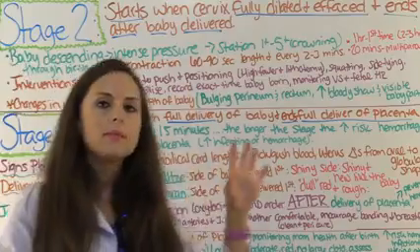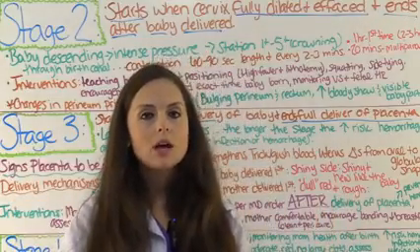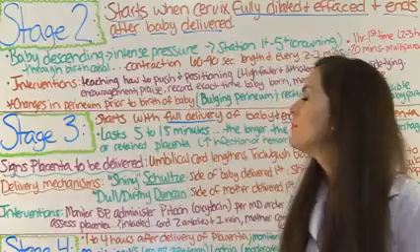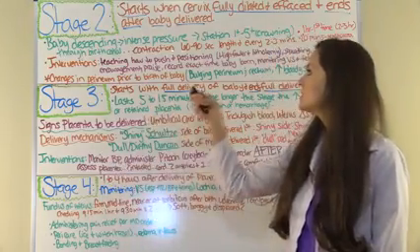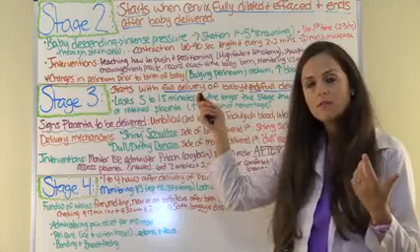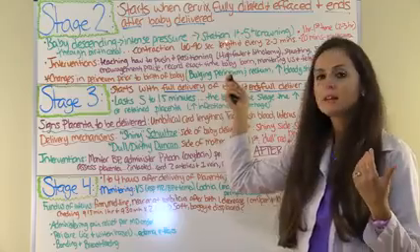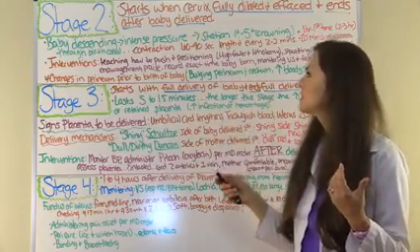The main thing that's going to make up this phase is pushing. The woman's going to be pushing that baby out of the birth canal to be born. Contractions will be similar to what she experienced in the transition phase. They're going to be painful, about 60 to 90 seconds in length, and occurring every 2 to 3 minutes.